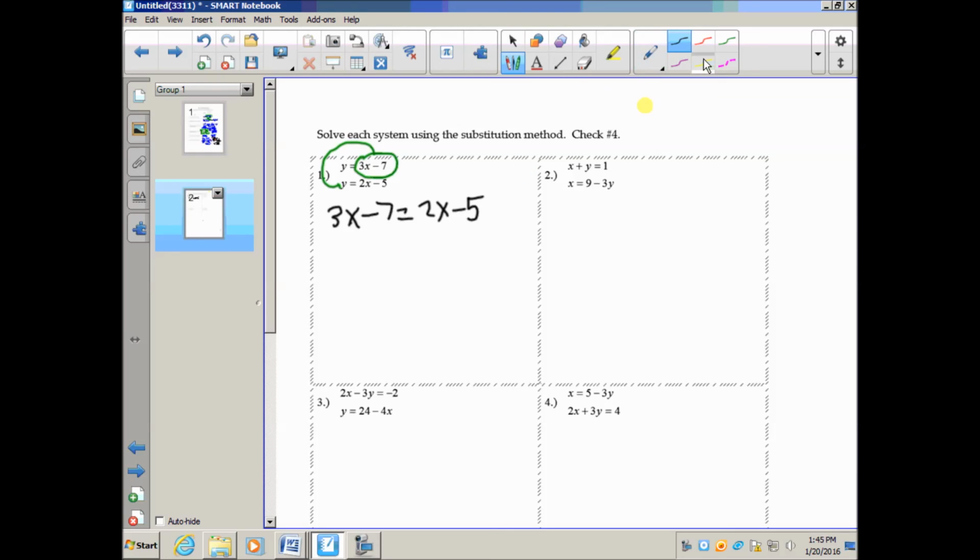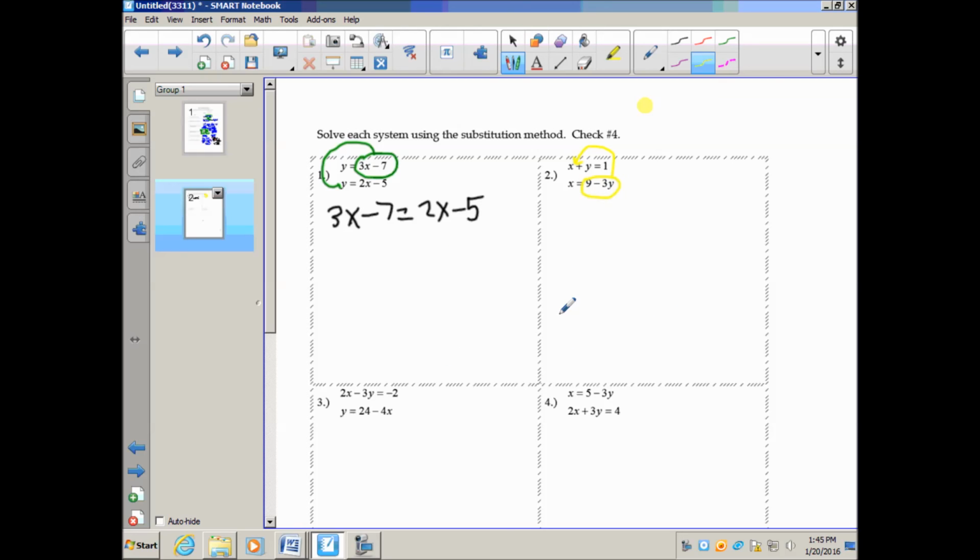Same thing in the second example. In number 2, here, x is not by itself, nor is y, but in the second equation, I see x is by itself. It's isolated. So I can take this expression and substitute it in place of x in the first equation. So instead of x, I can write 9 minus 3y plus y equals 1.